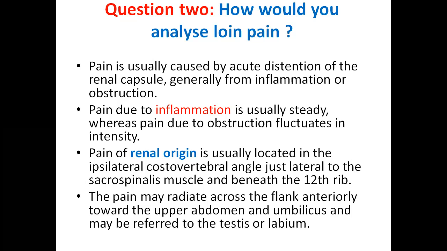Pain of renal origin is usually located in the ipsilateral costovertebral angle, just lateral to the sacrospinalis muscle and beneath the 12th rib. The pain may radiate across the flank anteriorly toward the upper abdomen and umbilicus and may be referred to the testis or labia. It actually depends on the site of obstruction.